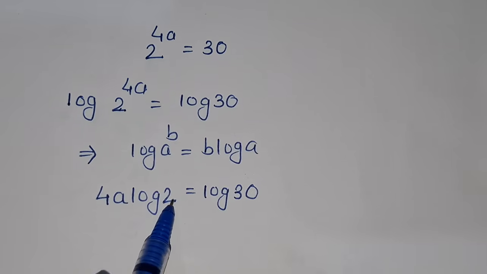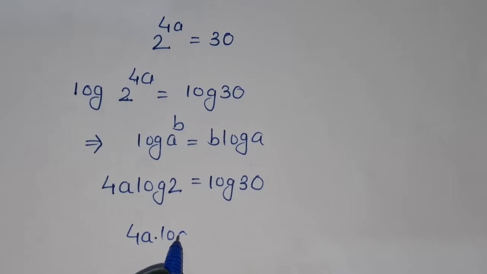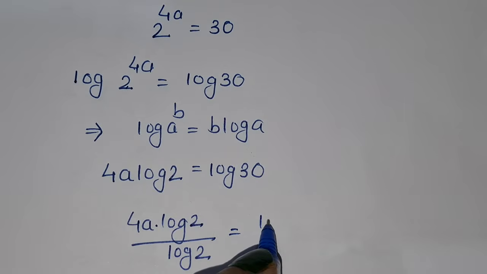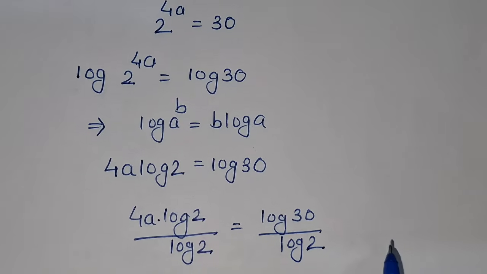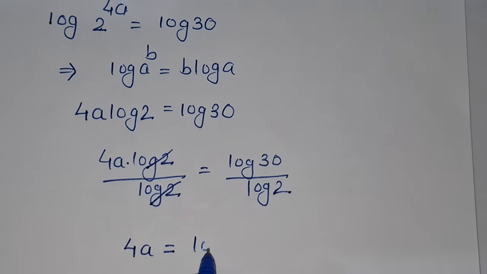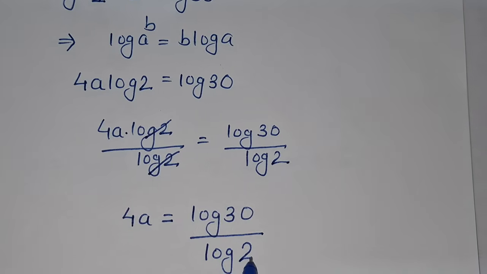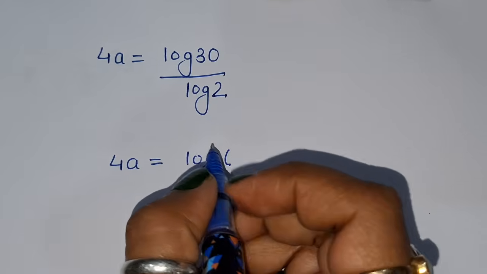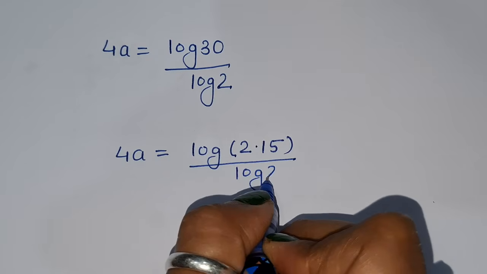Now we have to cancel this log 2, so we can divide both sides by log 2. 4a times log of 2 divided by log of 2 is equal to log of 30 divided by log of 2. Now log of 2 is cancelled from log of 2. So it will become 4a is equal to log of 30 divided by log of 2. Therefore a is equal to log of 30. So this 30 we can write as 2 times 15, log of 30 divided by log of 2.